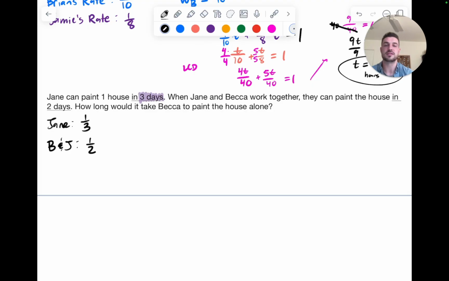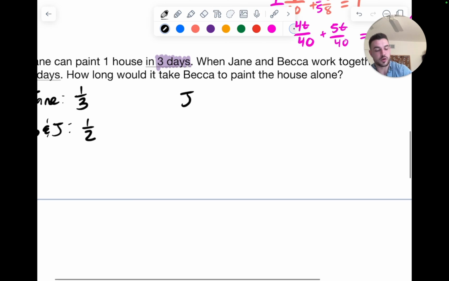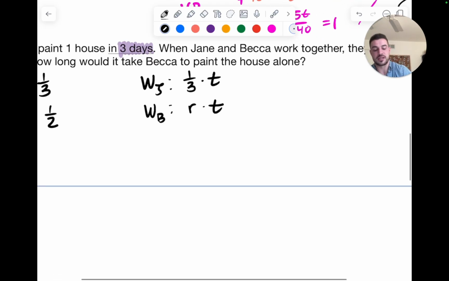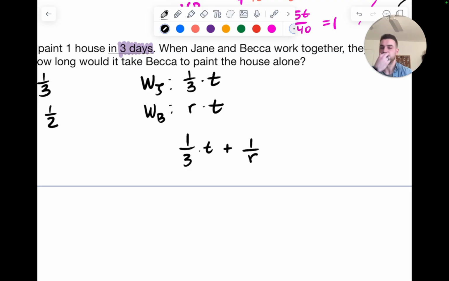All right, well, let's use the same idea we had before. We have Jane's work is going to be 1 over 3 times whatever the time is. And then we have Becca's work, which we don't know what her rate is, and then we have time. So we're going to need to add these things together to get one completed job. 1 over 3 times t plus 1 over whatever the rate for Becca is, times t should equal one complete job.